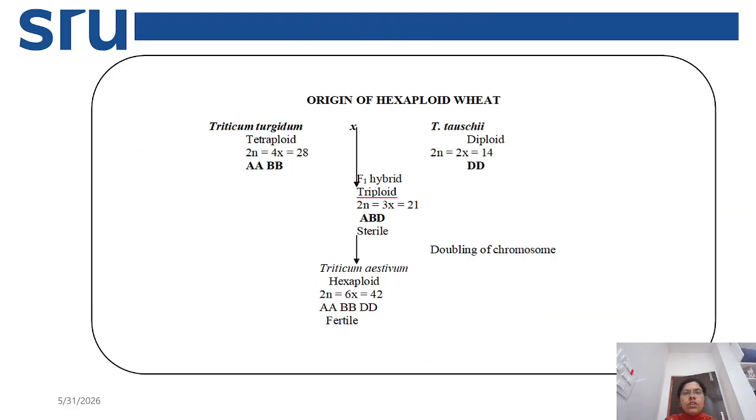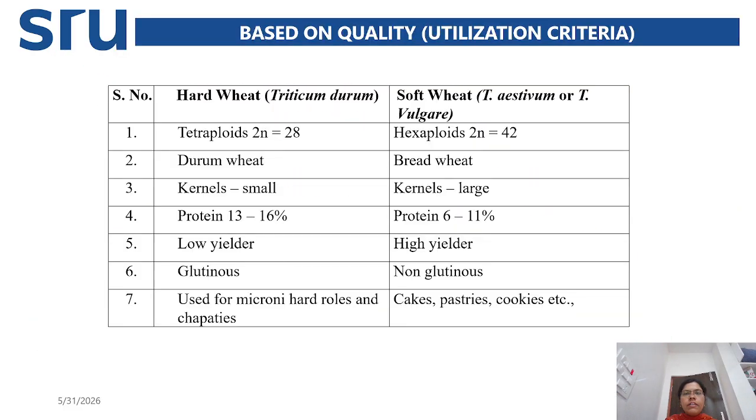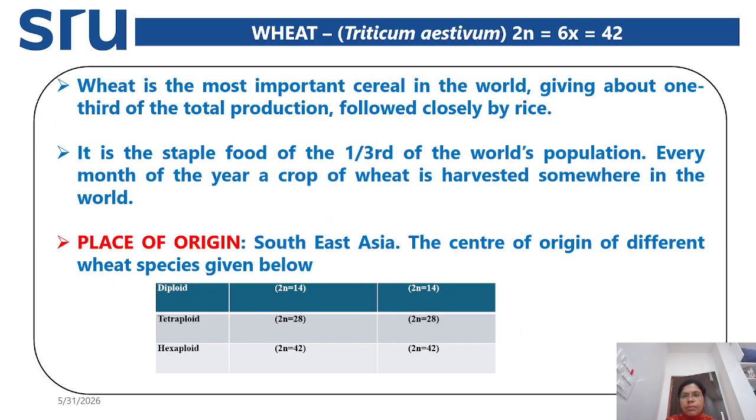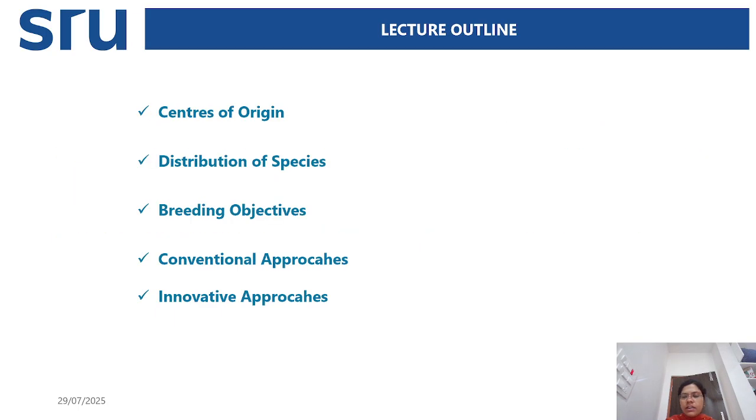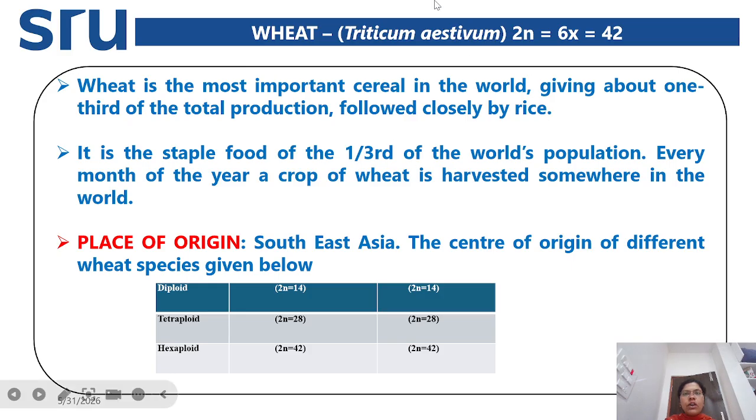So this is about the wheat crop, oats crop, and barley crop. Here we have discussed the wheat crop. The most important thing is its scientific name, that is Triticum aestivum.